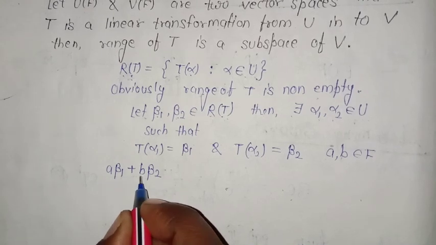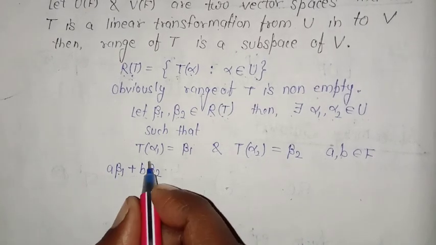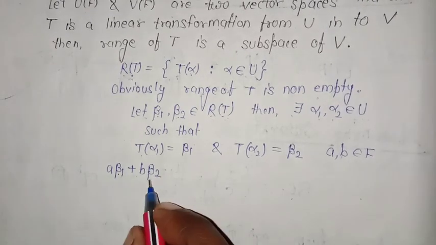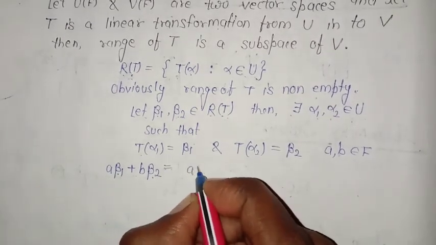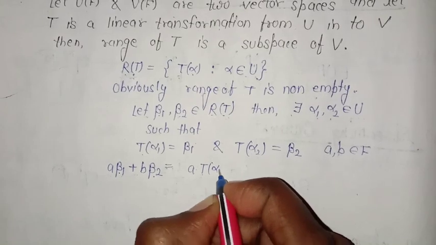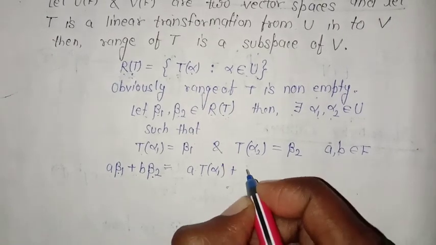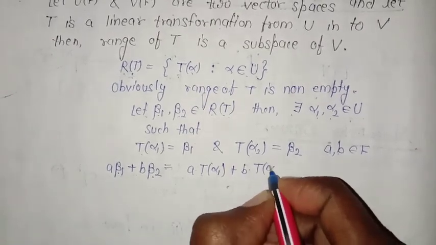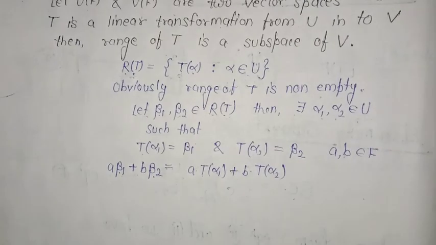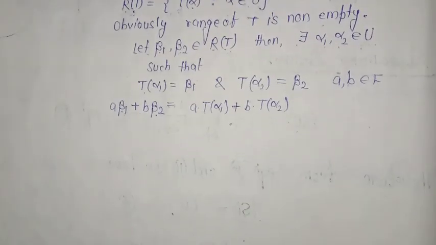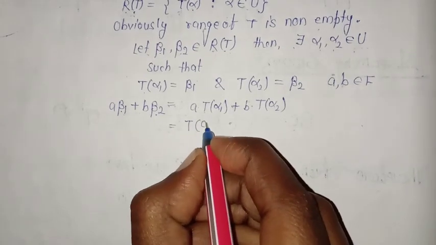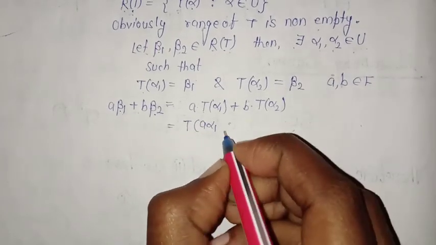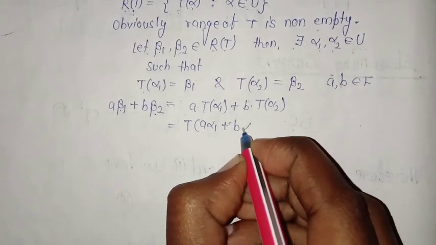Now A beta 1 plus B beta 2. In place of beta 1 we can write T of alpha 1, and in place of beta 2 we can write T of alpha 2. So this becomes A times T of alpha 1 plus B times T of alpha 2. This can also be written as T of A alpha 1 plus B alpha 2.